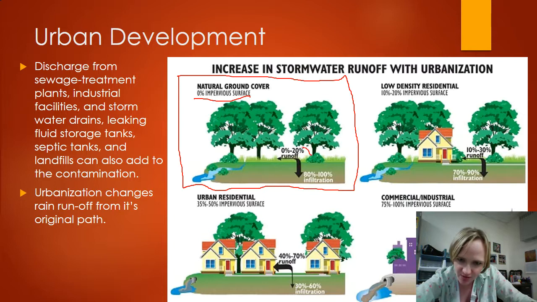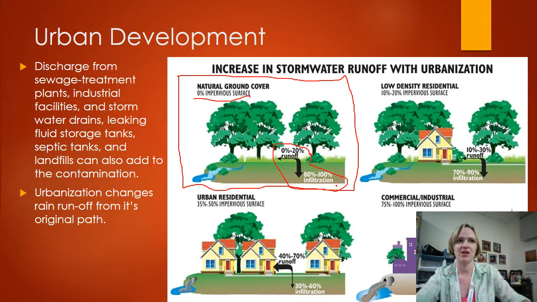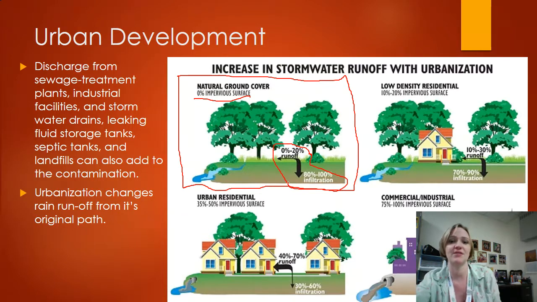And so if you look at this little part right here, it says 0 to 20% runoff and 80 to 100% infiltration. So runoff is when water runs along the top of the ground, and infiltration is when the water sinks into the ground. So if you've got a lot of unpaved surfaces and you've got no impervious surfaces, then most of that water is going to soak into the ground.